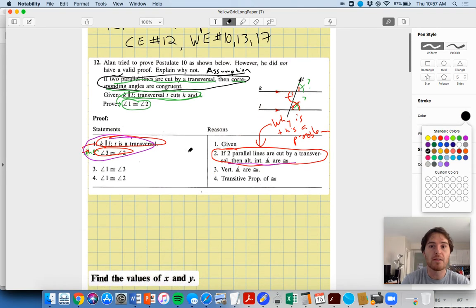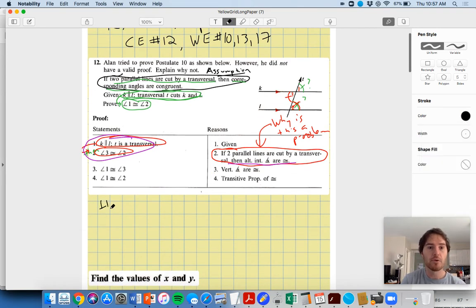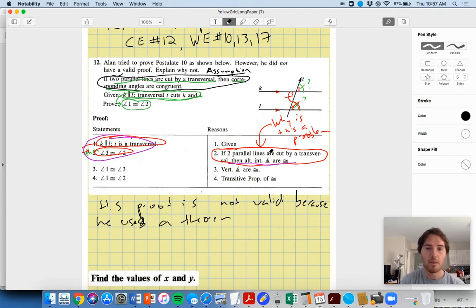So let's go ahead and write the answer in here. His proof is not valid because he uses a theorem that required postulate 10. I'll just write postulate 10 here. I don't like writing the numbers, but I'm just trying to get this a little bit faster. Required postulate 10 in order to prove that theorem.